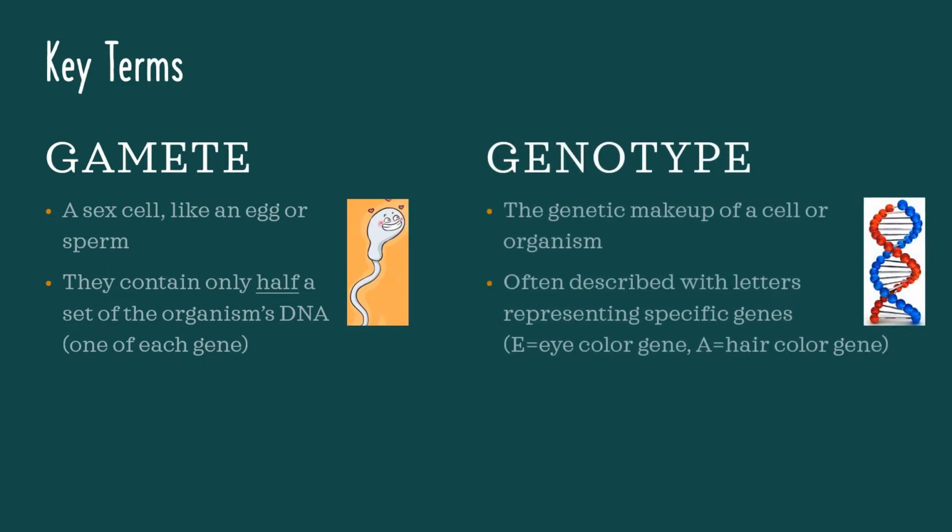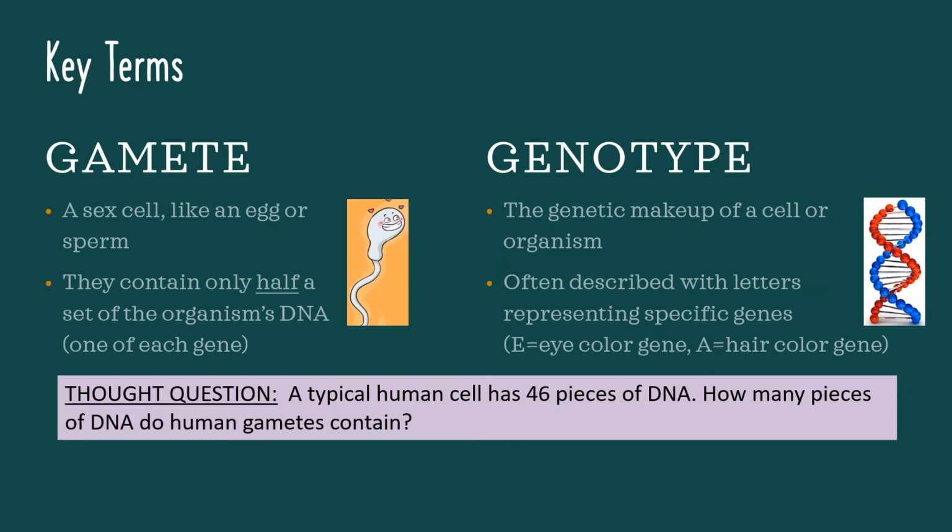Our final key term related to Mendelian genetics is genotype. This refers to the genetic makeup of a cell or organism, and it's often described with letters representing specific genes. So the eye color gene could be represented with the letter E, while a hair color gene might be represented by a different letter. Here I've just picked A randomly.